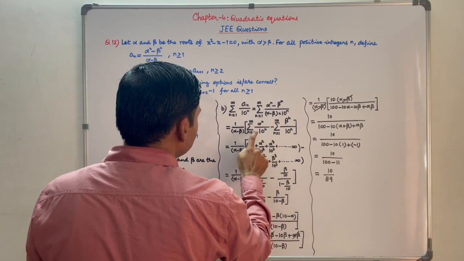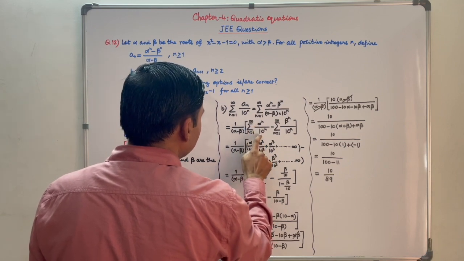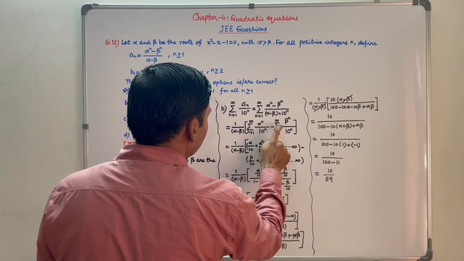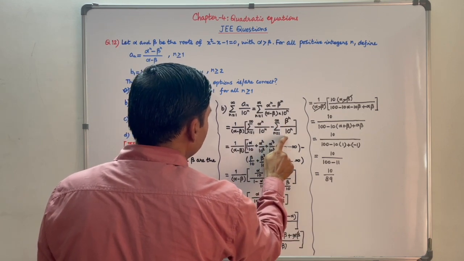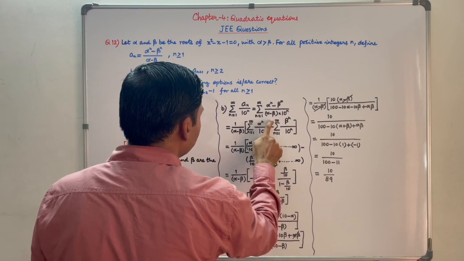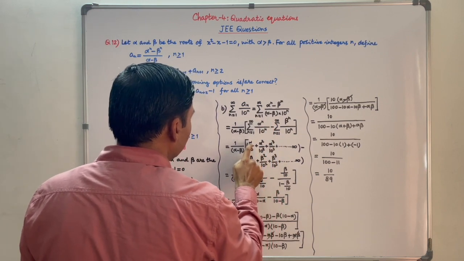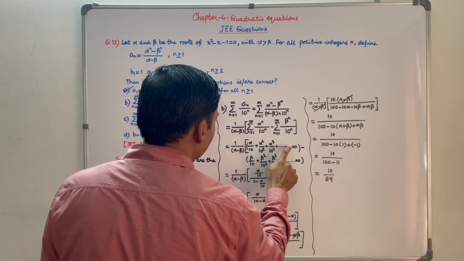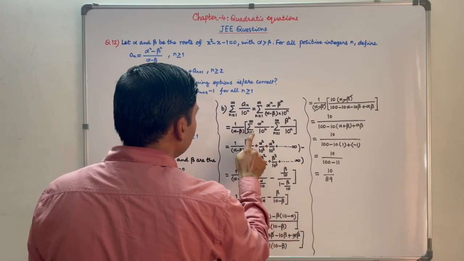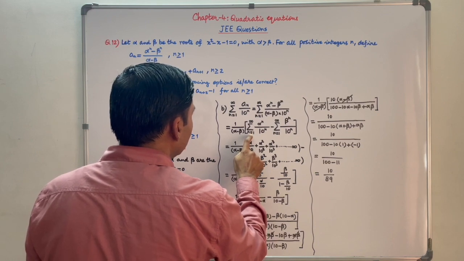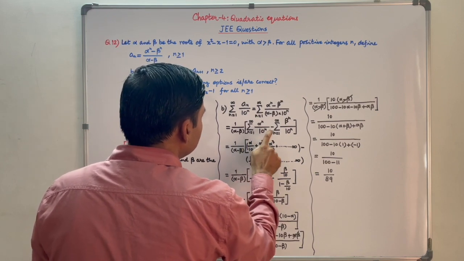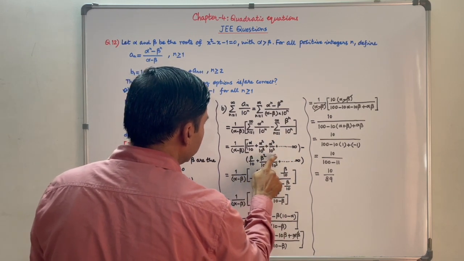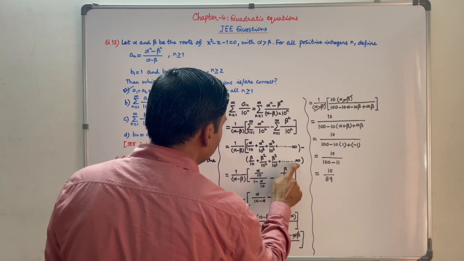So inside the bracket it is summation of alpha to the power n upon 10 to the power n from n equal to 1 to infinity, minus summation of beta to the power n upon 10 to the power n from n equal to 1 to infinity. This can be expanded as alpha by 10 plus alpha square by 10 square plus alpha cube by 10 cube plus and so on up to infinity. Put the values of n as 1, 2, 3 and so on up to infinity. Similarly, this can be expanded as beta by 10 plus beta square by 10 square plus beta cube by 10 cube plus and so on up to infinity.